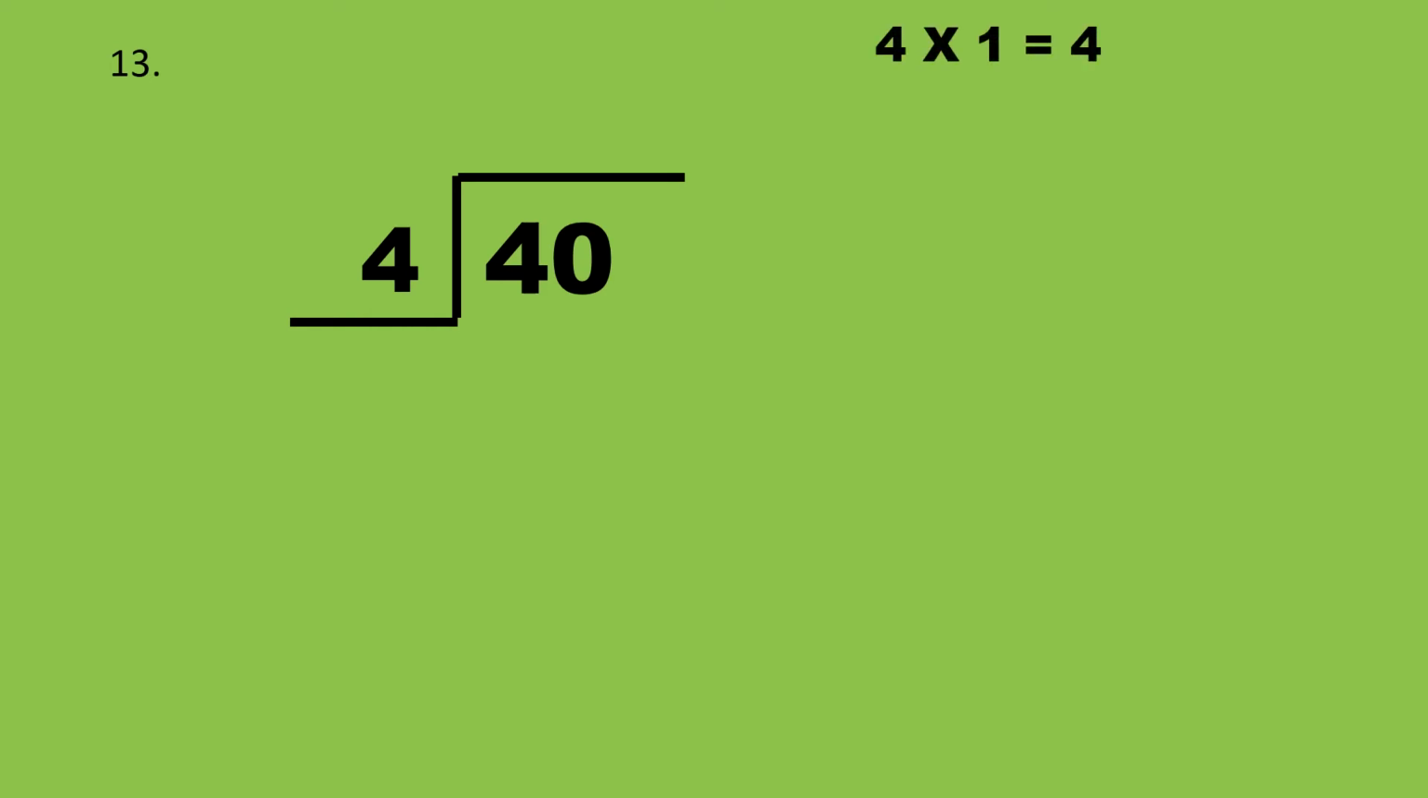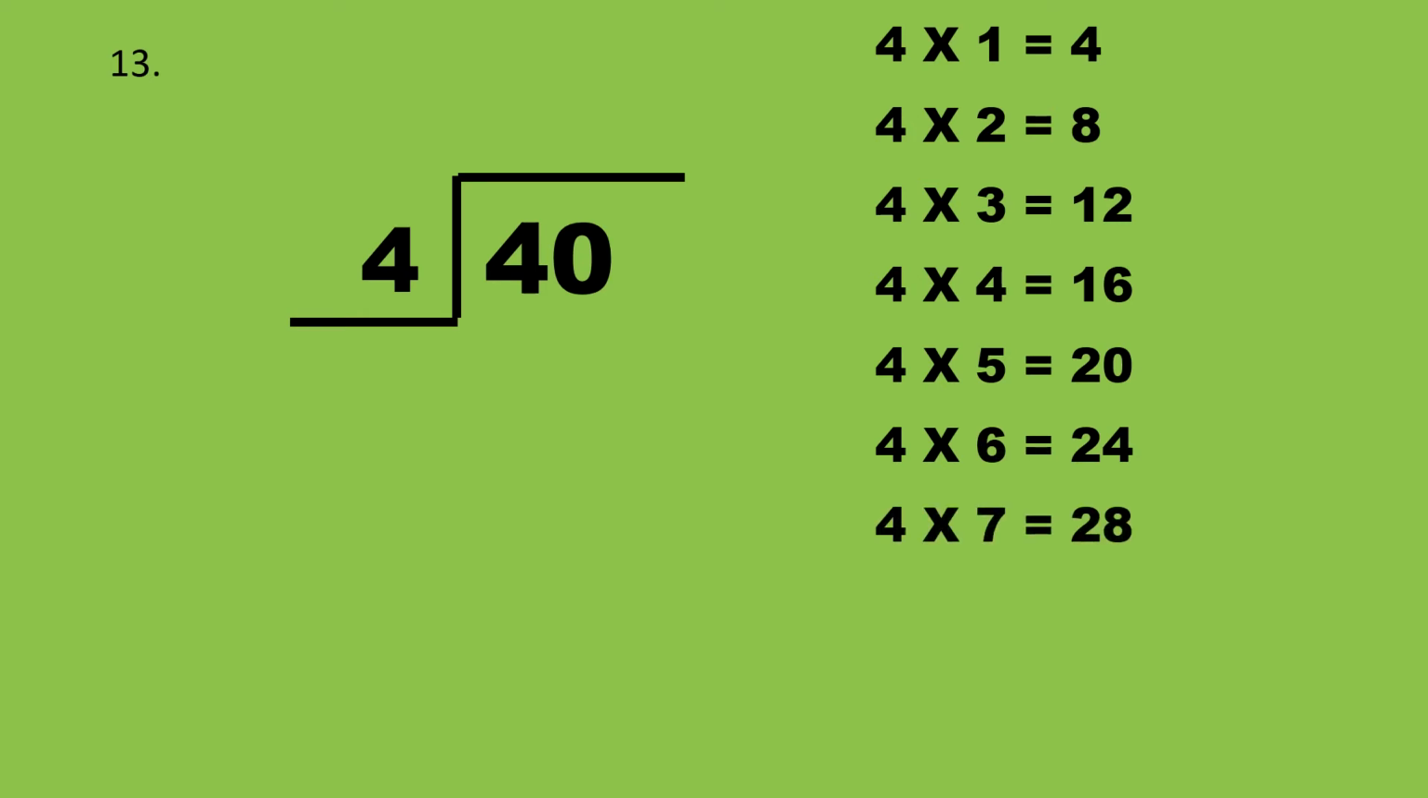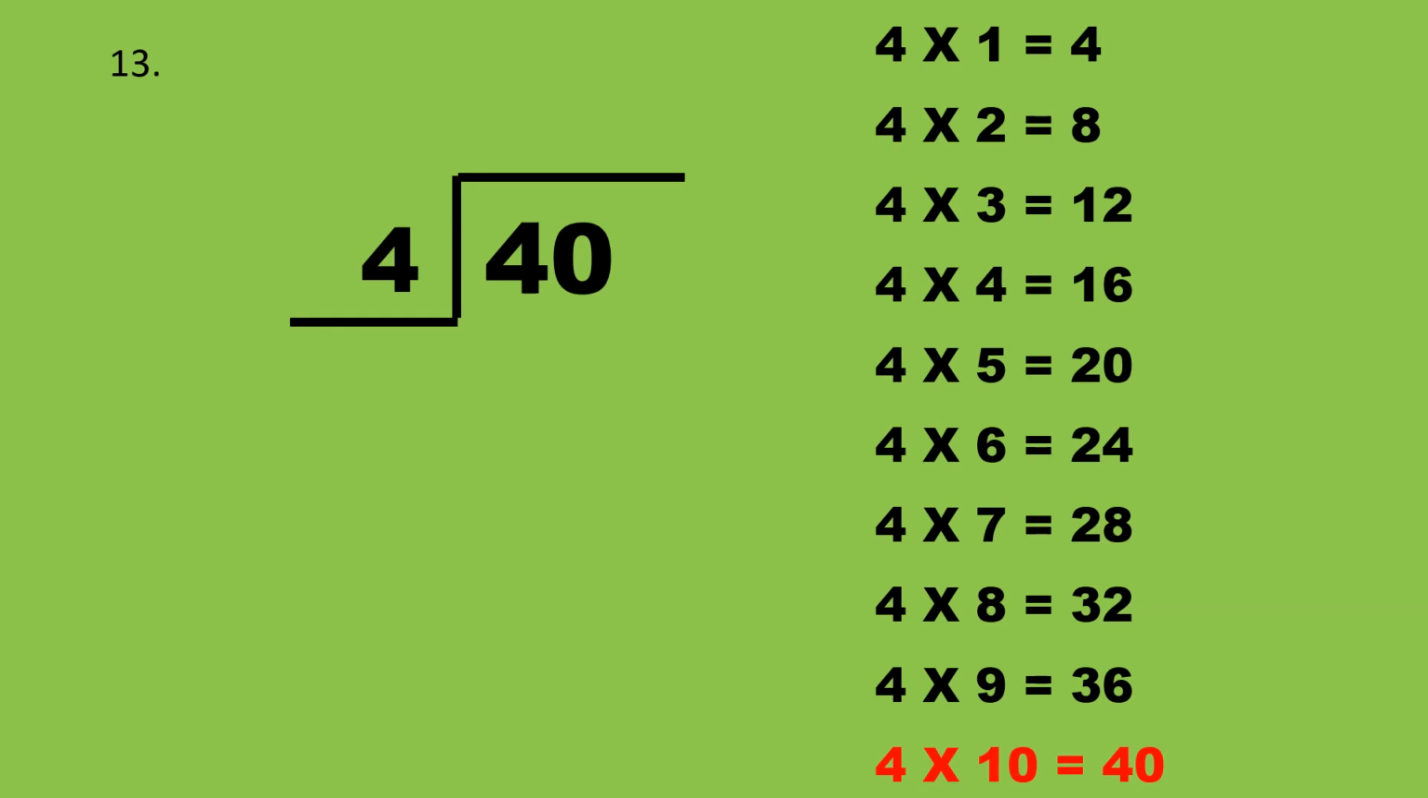4 ones are 4, 4 twos are 8, 4 threes are 12, 4 fours are 16, 4 fives are 20, 4 sixes are 24, 4 sevens are 28, 4 eights are 32, 4 nines are 36, 4 tens are 40. So where does 40 come in the table? Yes, 4 tens are 40. So what will you write on top? 10. So 4 tens are, yes, 40.